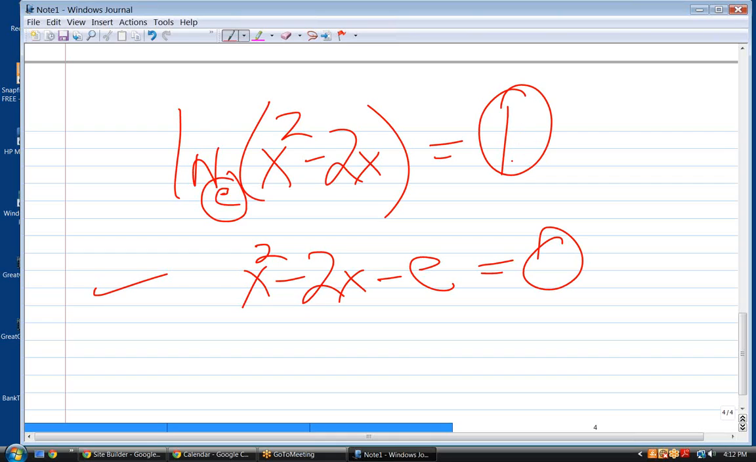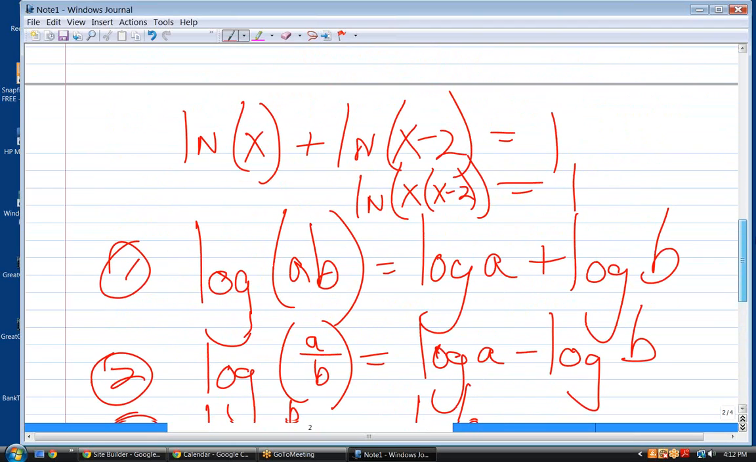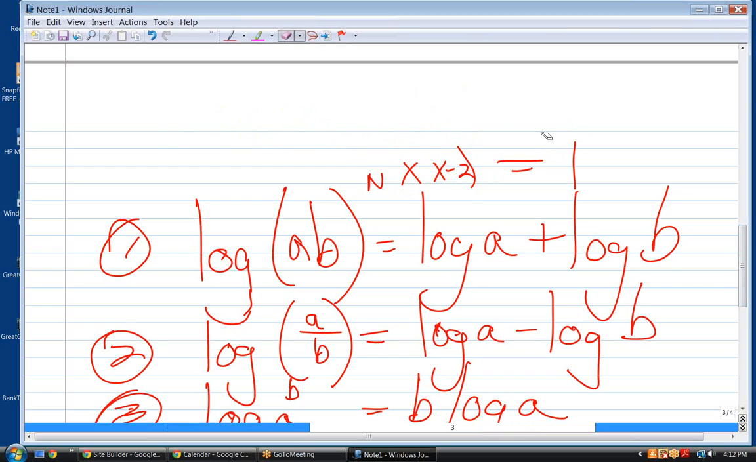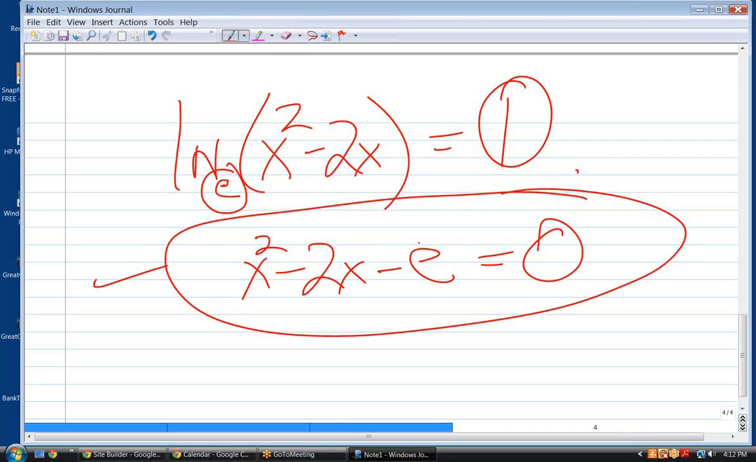You sure the whole thing was equal to 1 and not 0 from the beginning? It was all equal to 1? Yep. Okay. That's fine. It works. It's just I can't say that I've seen this kind of an equation before, a quadratic that had e as your constant. But this one does.